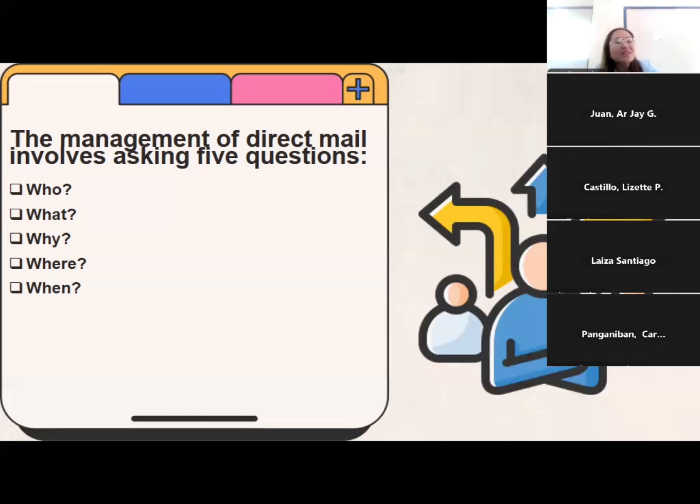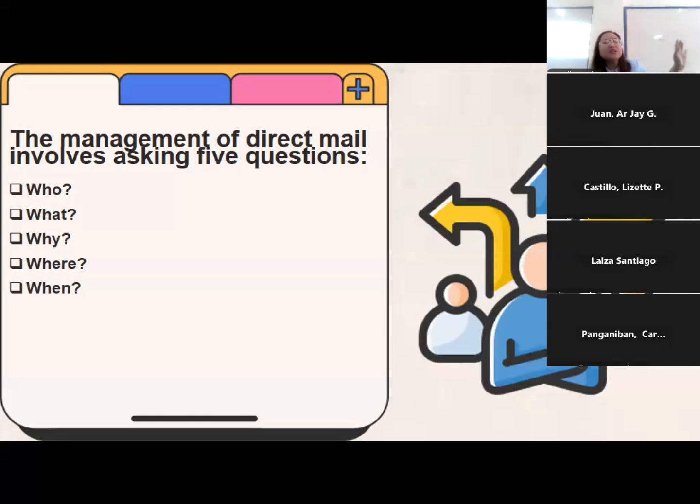We need to target the specific people. Direct mail allows companies to target specific people. For example, a gardening tools company can send promotional offers to people who subscribe to gardening magazines rather than sending mail to everyone. Direct mail is all about personalization and measurement.